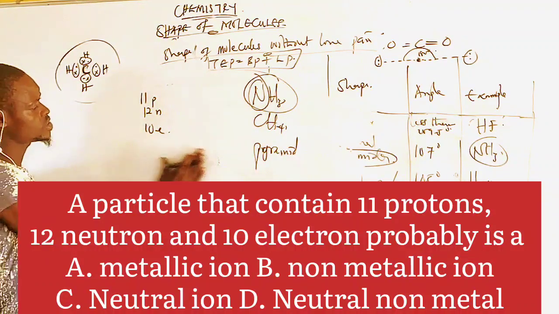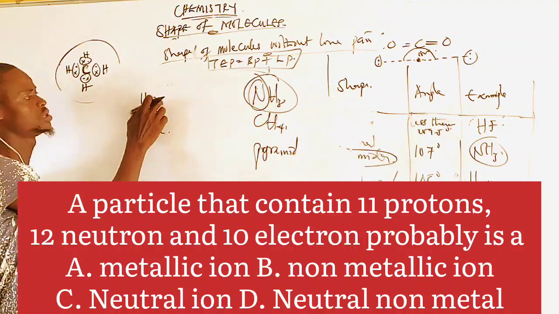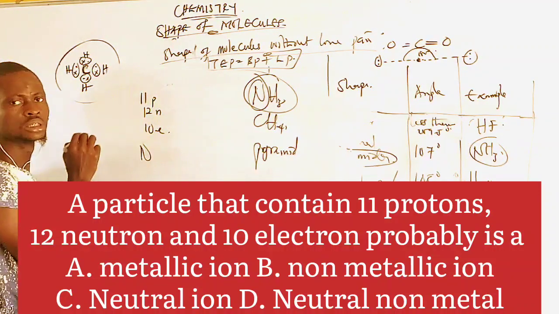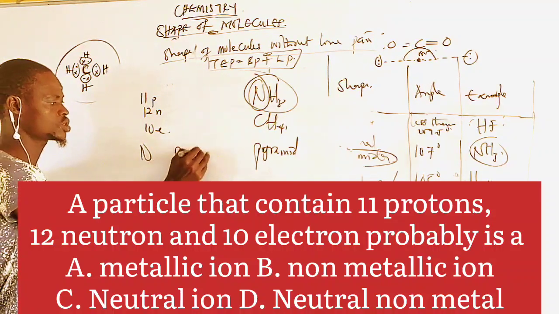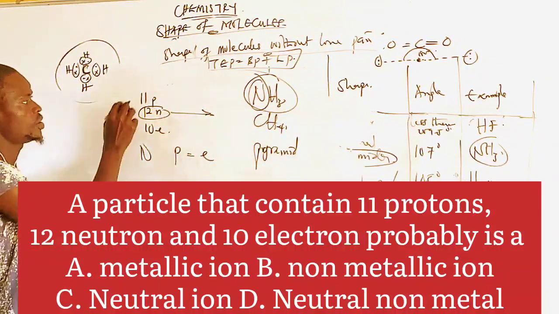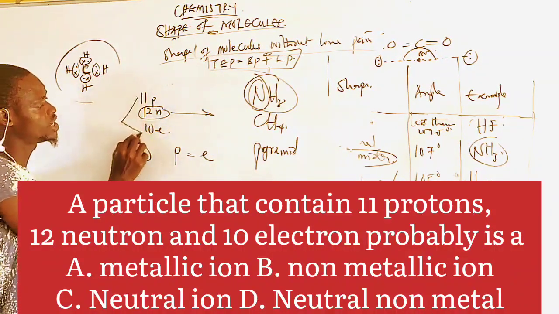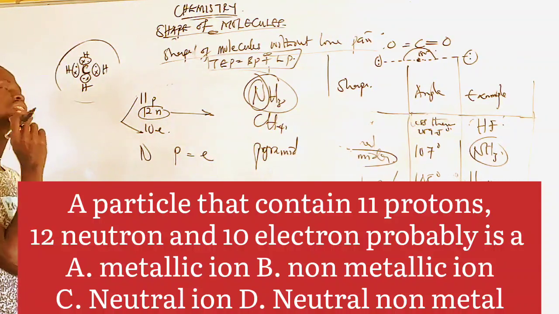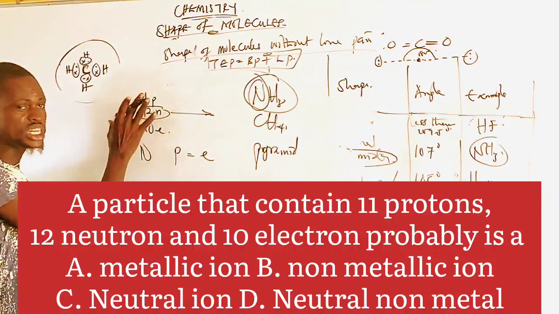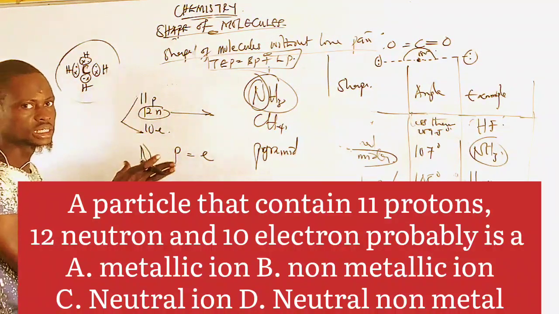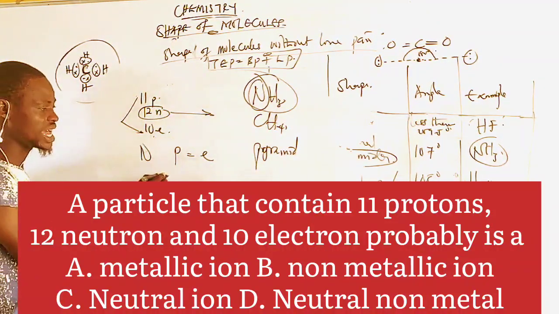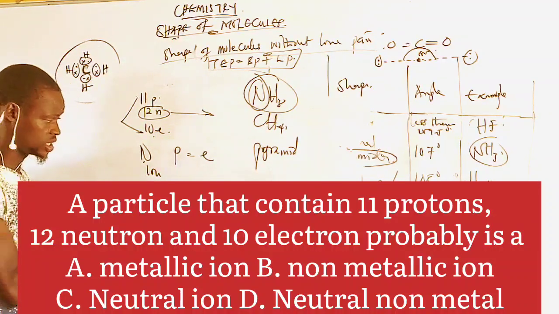Now, if a particle contains 11 protons, 12 neutrons, 10 electrons. Don't forget that for it to be neutral, its number of protons must be equal to the number of electrons. You don't really deal with the number of neutrons. Forget about it, remove it there. You only deal with the number of protons and the number of electrons. So from here, this thing is ionic. Are you getting it? It's not neutral. Why? Because the number of protons is 11, the number of electrons is 10, so it is ionic. Note that it's ionic in nature.